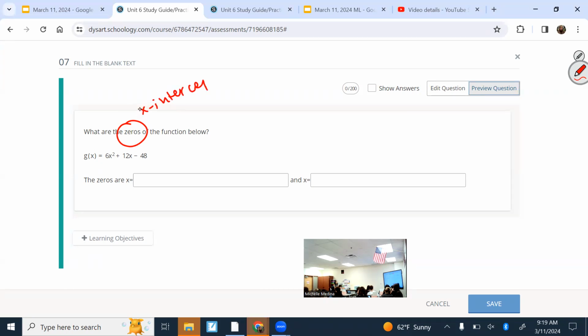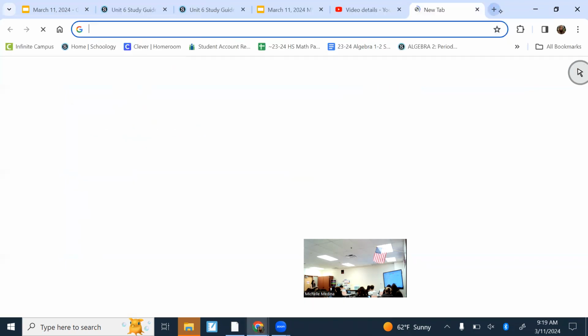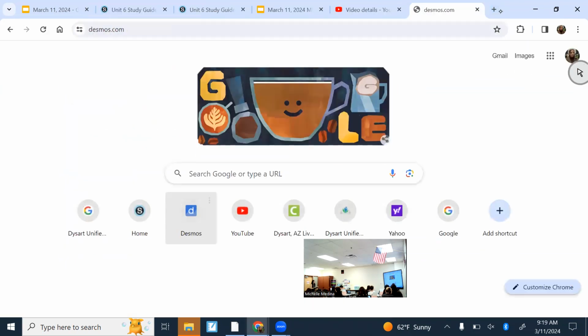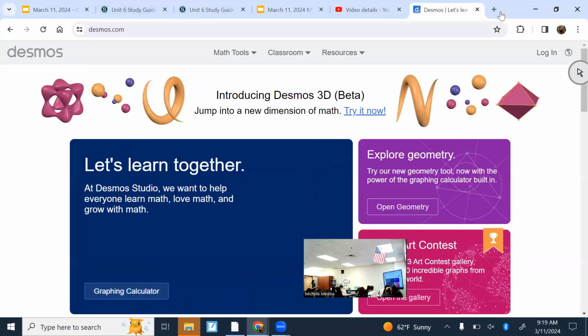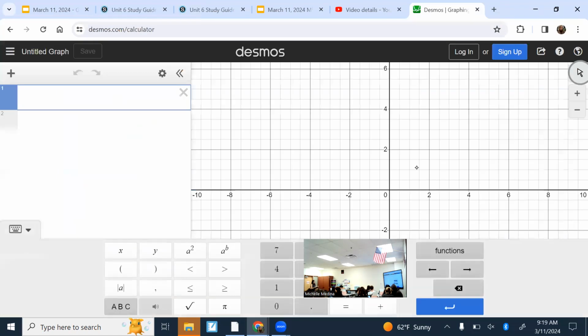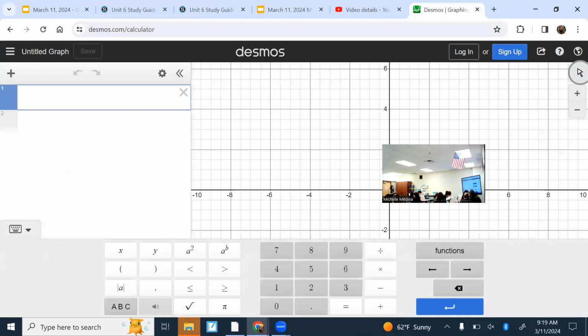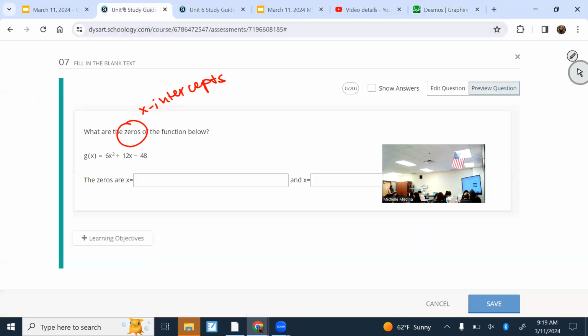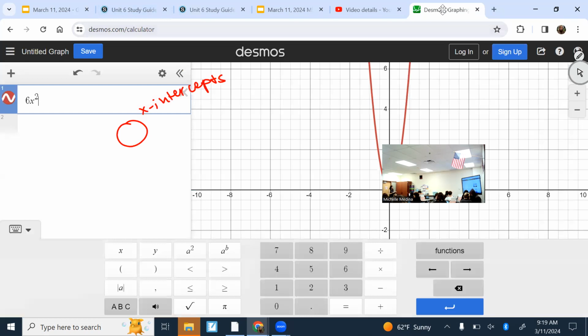X-intercepts to be specific. So I've not yet taught you how to go from standard form to your zeros. You will learn that next unit. But for right now, all you can do is type this into Desmos. And then identify your zeros, your x-intercepts from there. So you have to know that part, that definition, in order to keep solving. So 6x squared plus 12x minus 48.